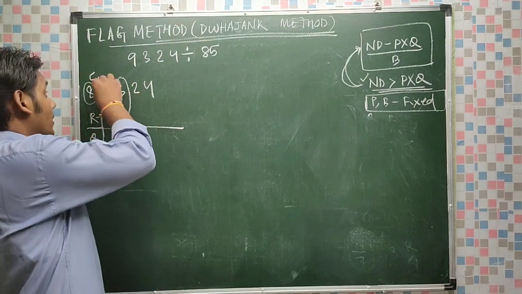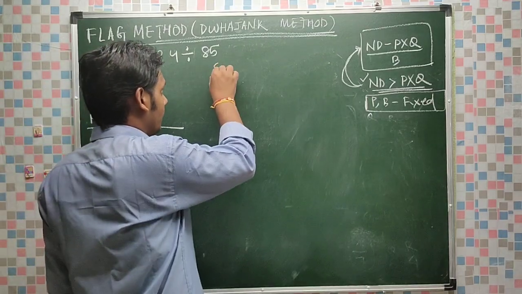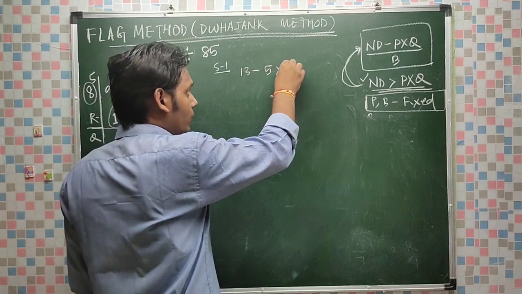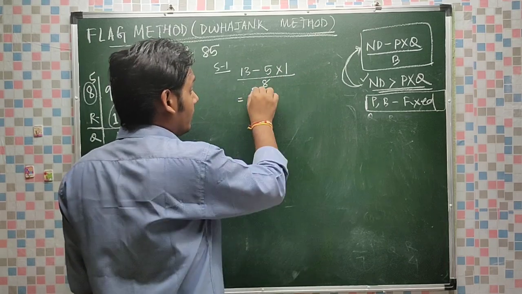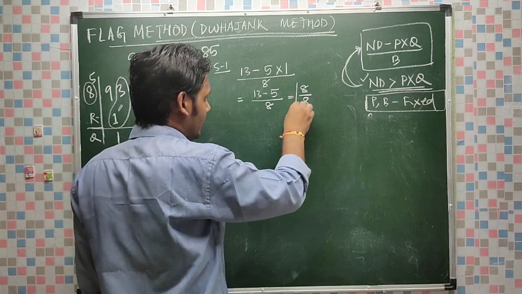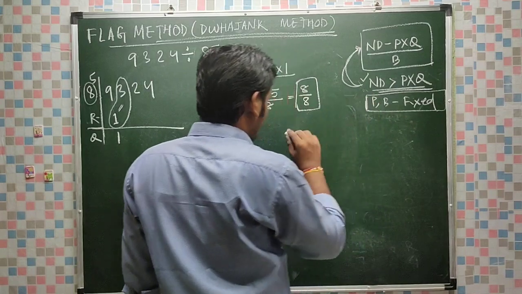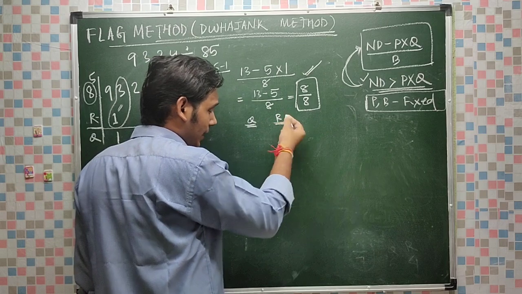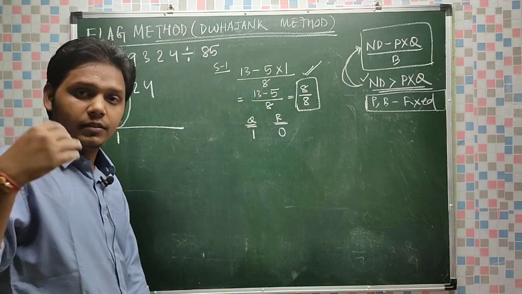New dividend is 13. 13 is greater than product of 5 into 1. So now you have to go to formula step 1. 13 is the new dividend, 5 is the power and quotient is 1, divided by base is 8. So now what you have to do, 13 minus 5 by 8. So 8 by 8. Should I take 1 here? See here, the new quotient and remainder I will get. If I take 1 as the quotient, then 0 will be the remainder. 8 one time I can take and 8 minus 8 is 0.